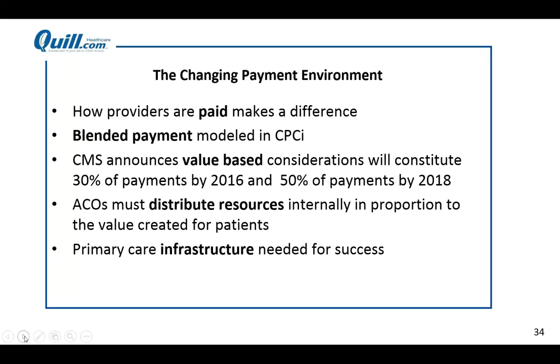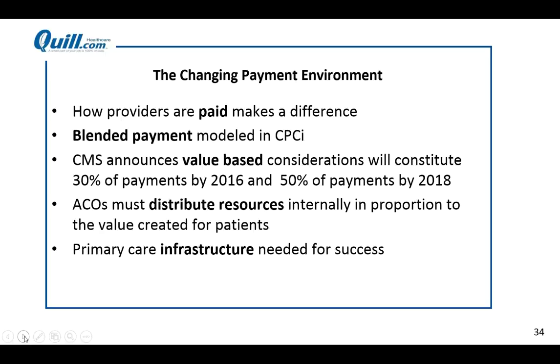So the idea is that any of those as a bare incentive is probably perverse, and we've kind of seen that with fee-for-service medicine. So the idea is that we have to think more of a blended model. And you may have seen in the end of February, beginning of March, CMS announced that there will be value-based considerations that constitute 30% of payments by 2016 from Medicare and 50% by 2018 from Medicare. So we really have to begin to think about different incentives.